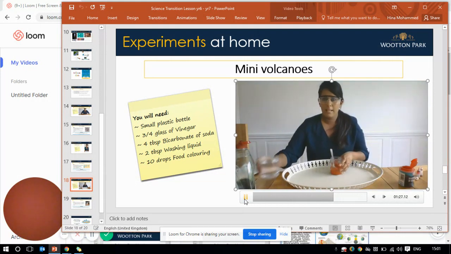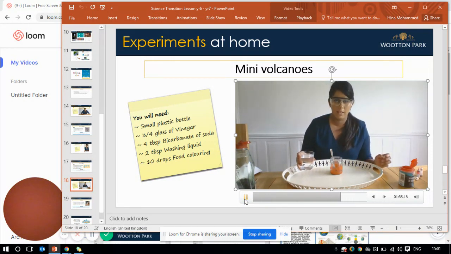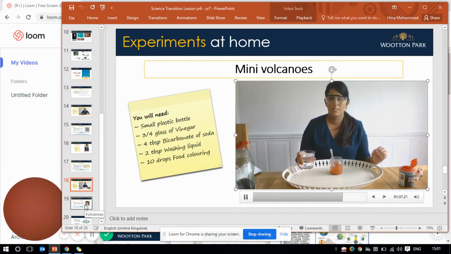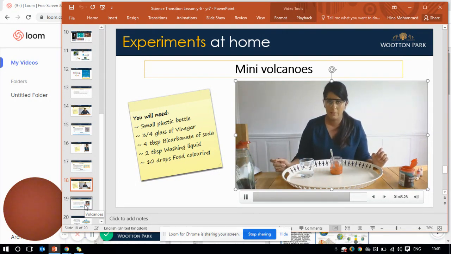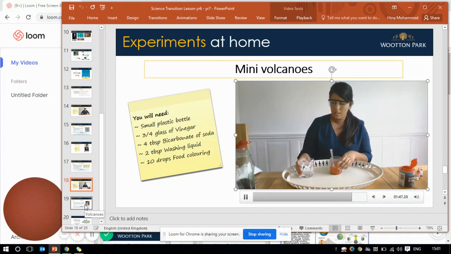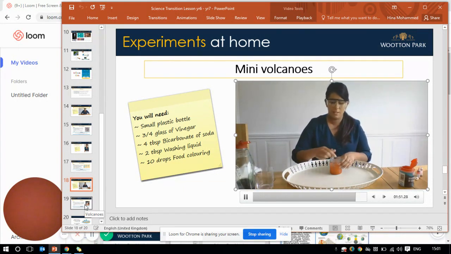I've got my vinegar here, just about three-quarters of a glass full. Now your measurements might differ slightly depending on how big your container is, but that's fine. This is an experiment, just see what works for you. And also make sure that you have asked an adult or grown up permission to carry out this experiment. So I'm going to add this in and then mix it very quickly and then observe what happens.